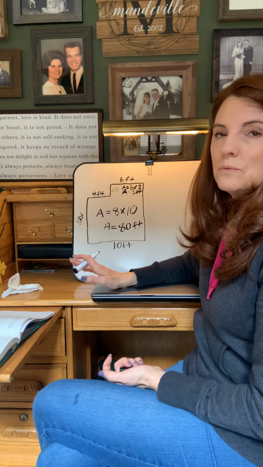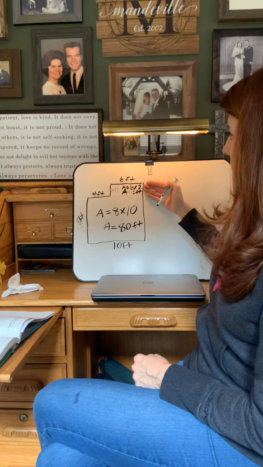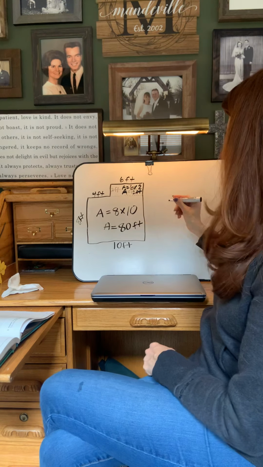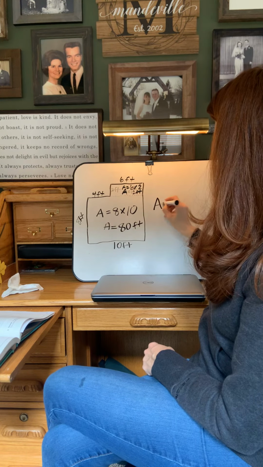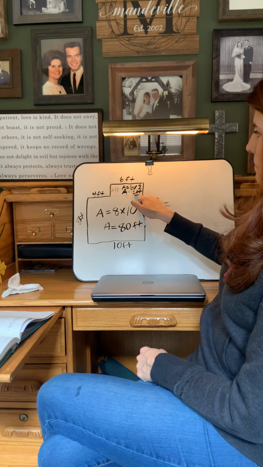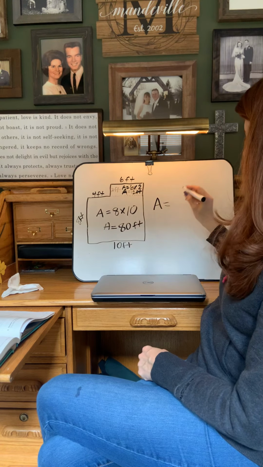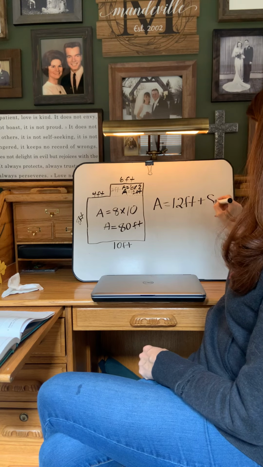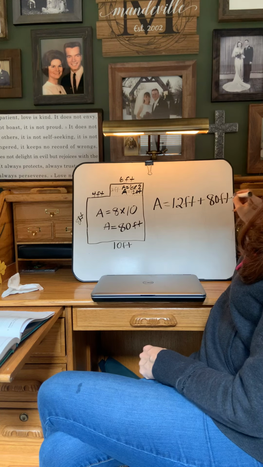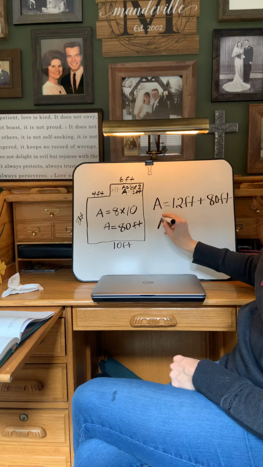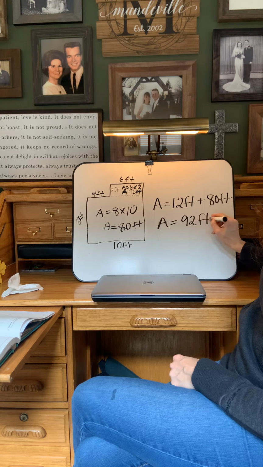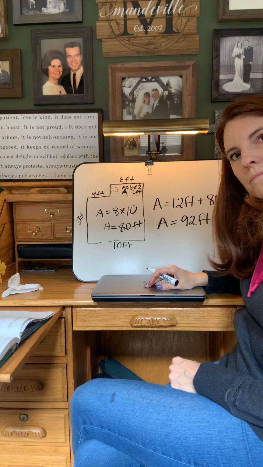The guy who does the carpet isn't going to want to know this and this. He wants to know how much carpet I need for the whole room. So the area of Jacob's room would be the 12 feet plus the 80 feet. I hope you can see all this. So the area of Jacob's room is 92 feet. What do you think?